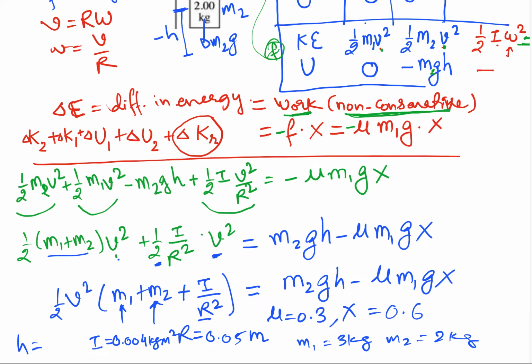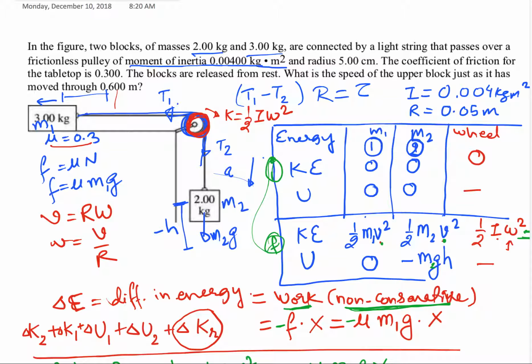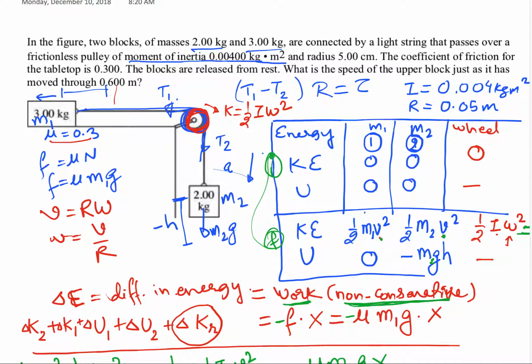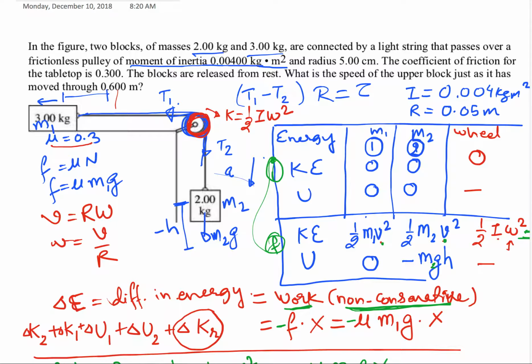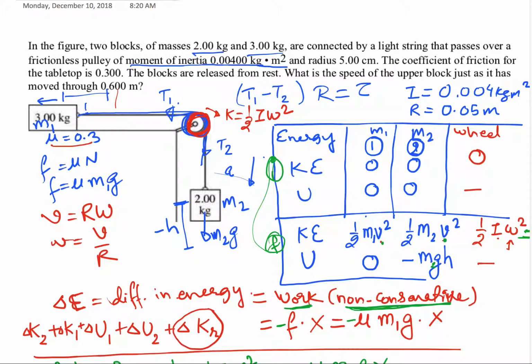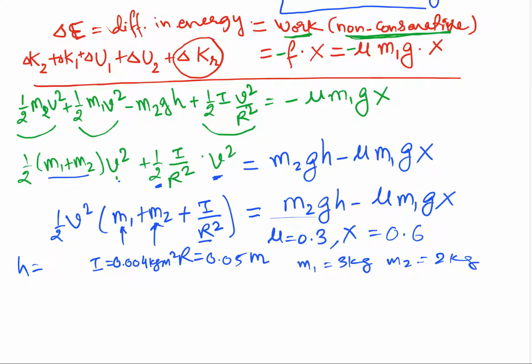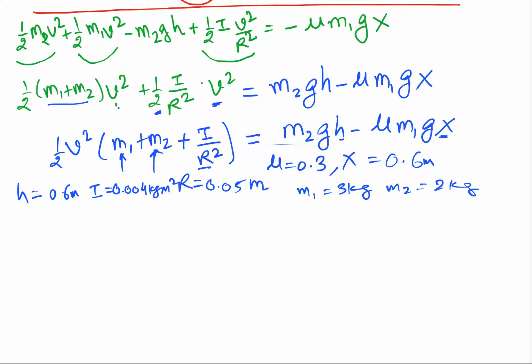The height is, how high did it fall through? Where is height? Oh yeah, I'm sorry. Whatever distance it travels on the horizontal part, it's going to be the same height over here. So height is equal to x, which is 0.6 meter. So that's that. Hopefully you can solve it using this. Should give me the velocity, right?